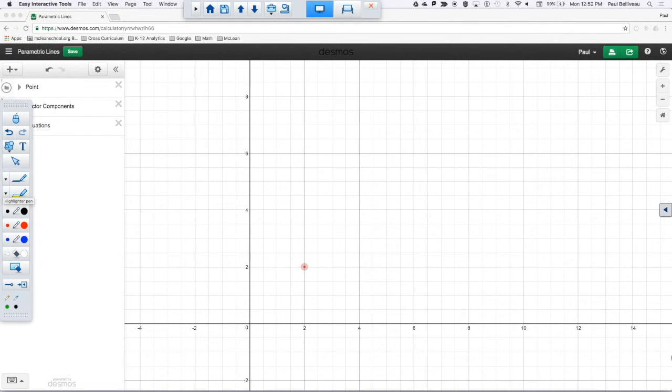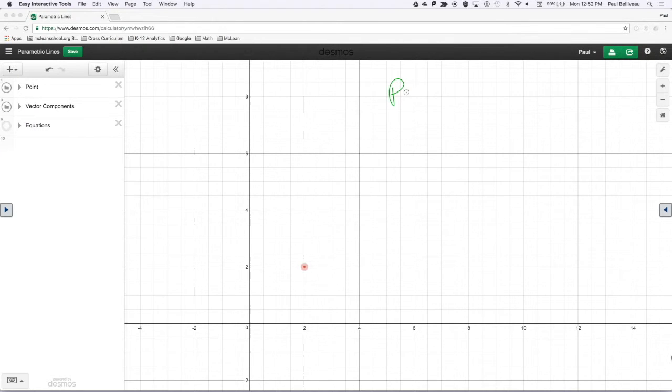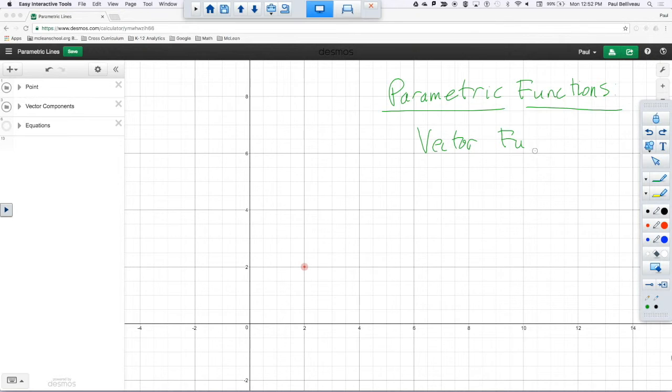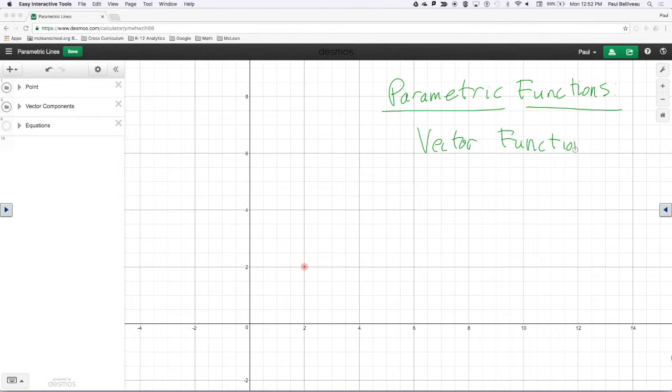Here's what we're talking about today. We are talking about parametric functions, also known as vector functions. So I hope you haven't forgotten everything you ever learned about vectors, or else this is going to be a little bit more confusing.